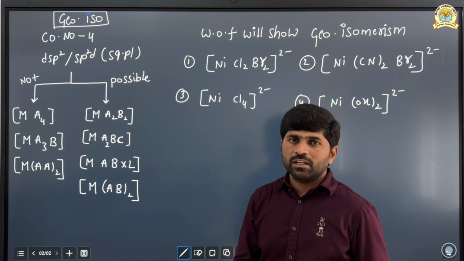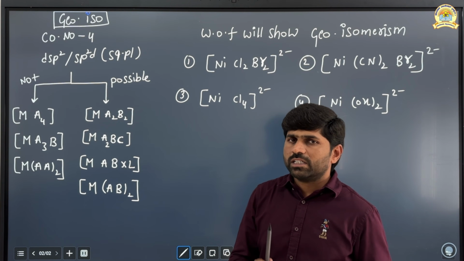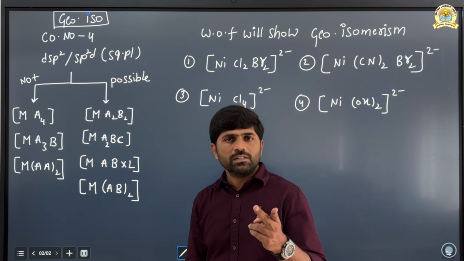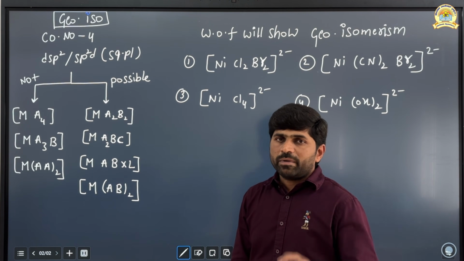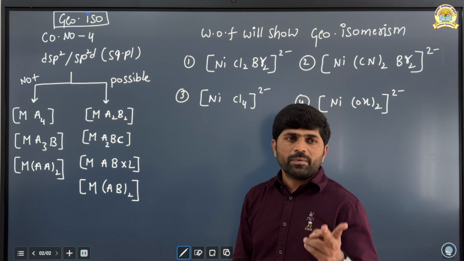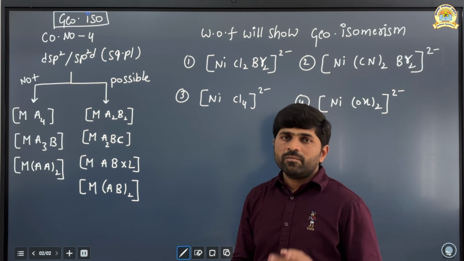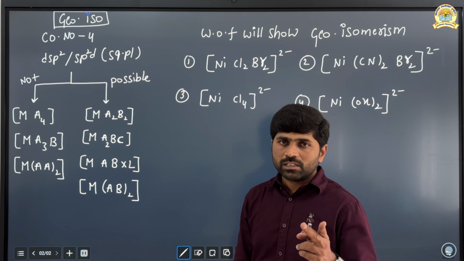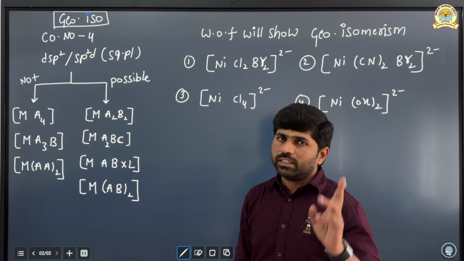The topic is isomerism in coordination compounds. So what is isomerism in coordination compounds? Let's observe. Two types of isomerism are exhibited by complexes: geometrical isomerism and optical isomerism. Again, geometrical isomerism is possible in two types of complexes: complexes with coordination number 4, and complexes with coordination number 6.